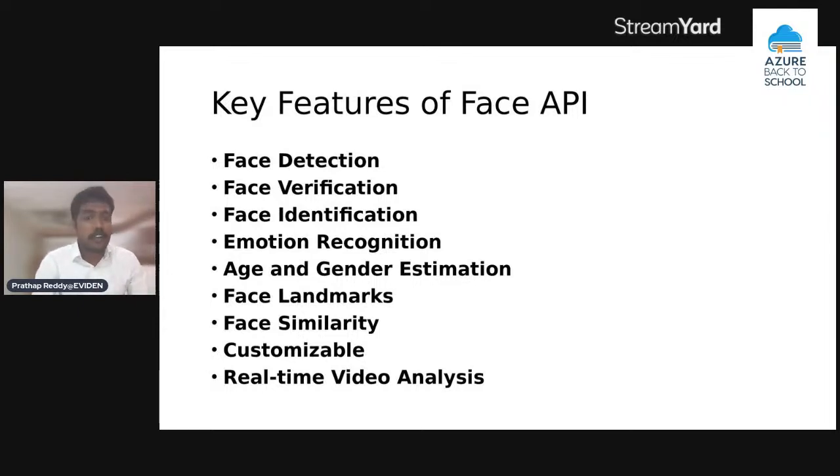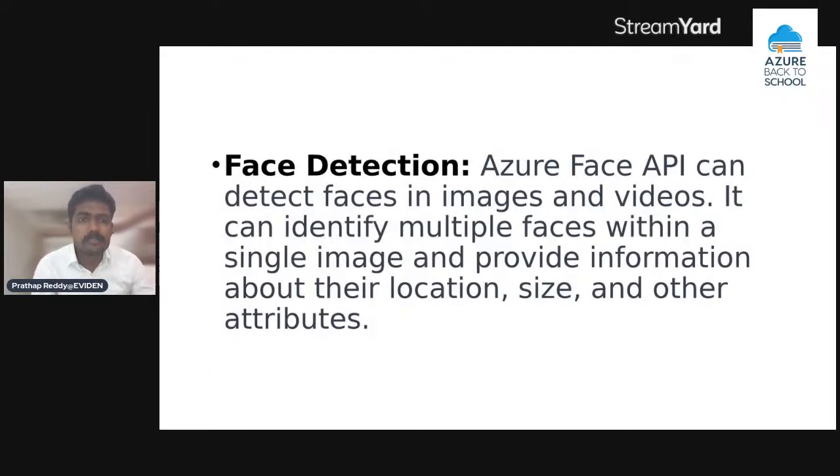Let's see. We have different types of key features. Not only what I just mentioned: face detection, face verification, face identification, emotion recognition, age and gender estimation, face landmarks, face similarity, customizable, real-time video analysis. We have a lot of key features. The Azure cloud platform keeps updating some of the built-in features. Today we are mainly focusing on the key features of the Face API. In this, we can move to face detection.